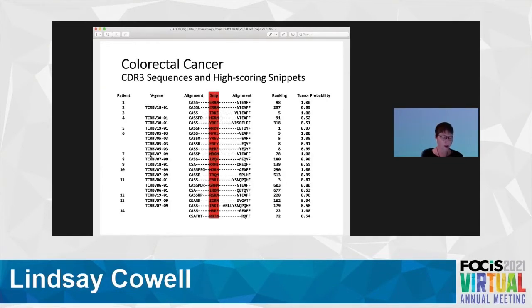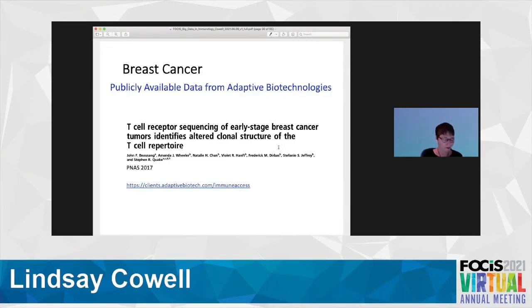We examined the CDR3 sequences that contain the high scoring snippets. The CDR3 sequences are shown here with the high scoring snippets aligned and highlighted in red, and the rank is shown here, where 1 corresponds to the most abundant clone in a sample. And interestingly, many of the CDR3s are not among the most abundant clones in the sample.